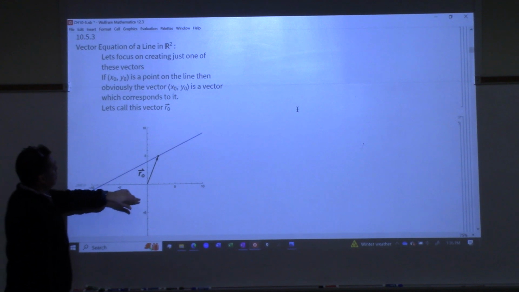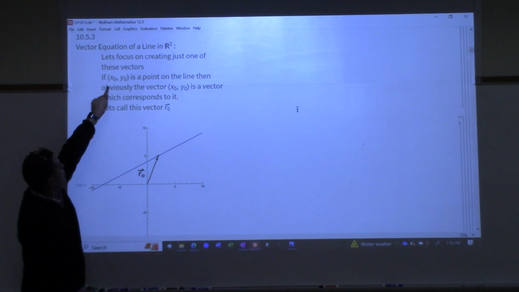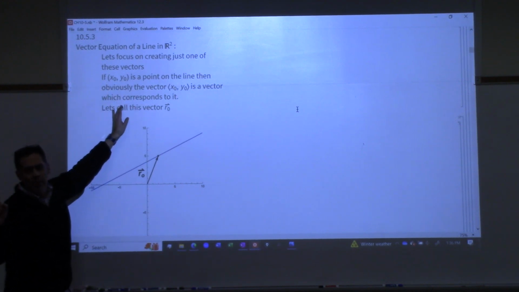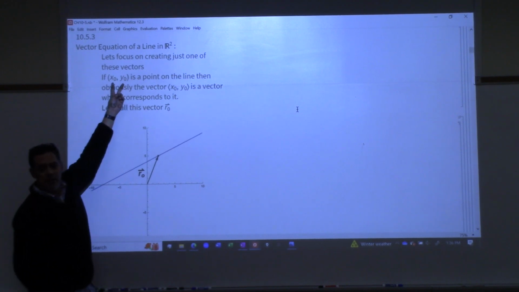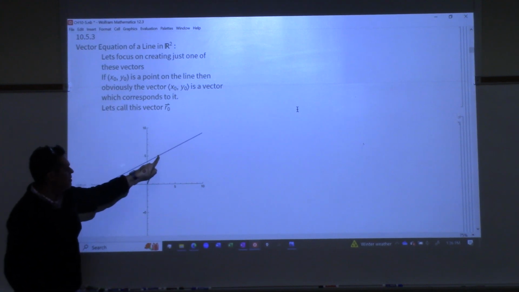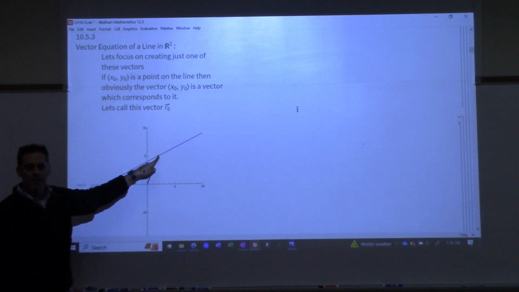Ready? Let's say that we're given a point. Remember, we need at least one point on a line to define it. Well, actually, we need two. Let's say we're given one. We're going to call it x naught, y naught. Notice this is not a vector, that's a point. There it is, right there. That's the point x naught, y naught.